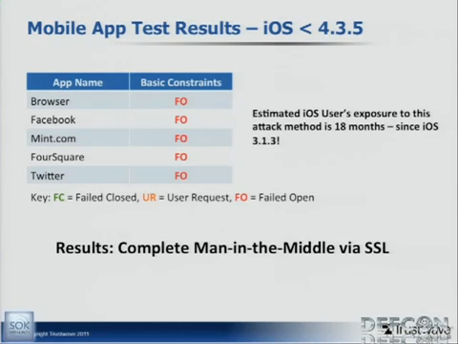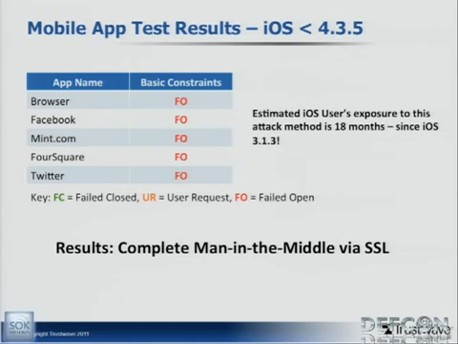So what we show here in the results, the basic constraints test: Browser, Facebook, Mint, Foursquare, and Twitter all failed open. What that means is that we were able to establish a complete man in the middle via SSL and intercept all the traffic being sent from the client device to the server. And a little side note here, we estimate the iOS users' exposure.